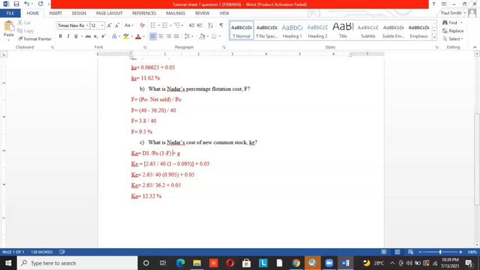What is Nadar's cost of new stock, Ke? So we'll be using the cost of ordinary shares formula, which is Ke equals the dividend D1 over P0 bracket 1 minus F close bracket, plus g. So using the numbers in the equation, we'd say 2.65 divided by 40 open bracket 1 minus 0.095 close bracket, plus 0.05, which will give us our end result of 12.32%.